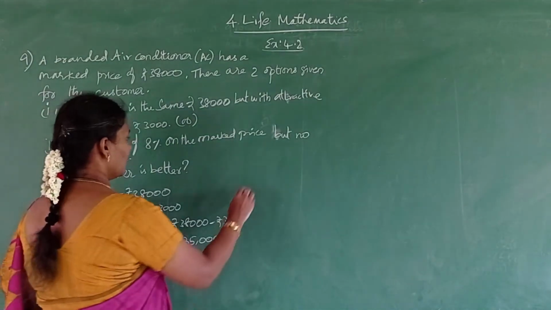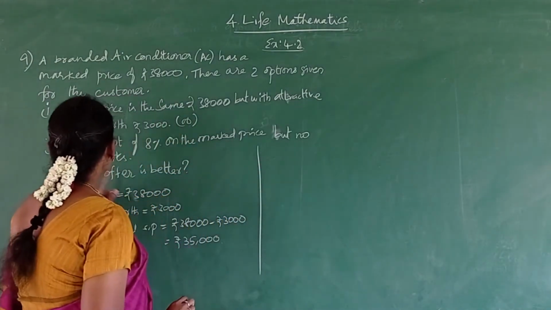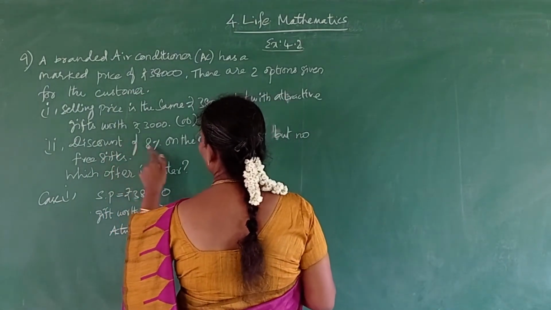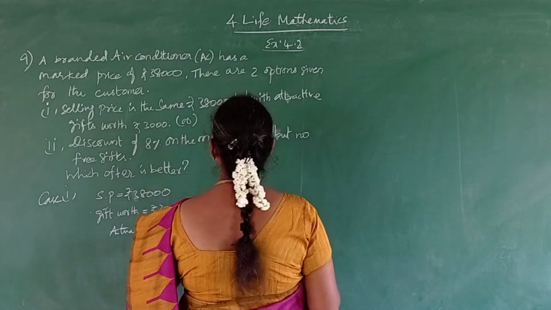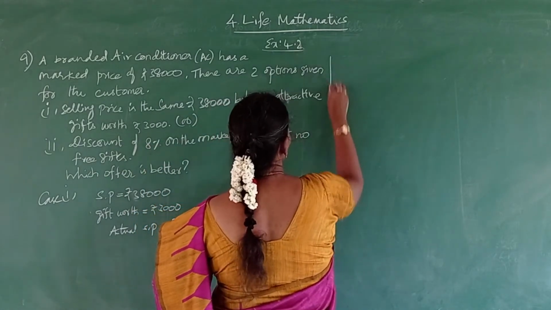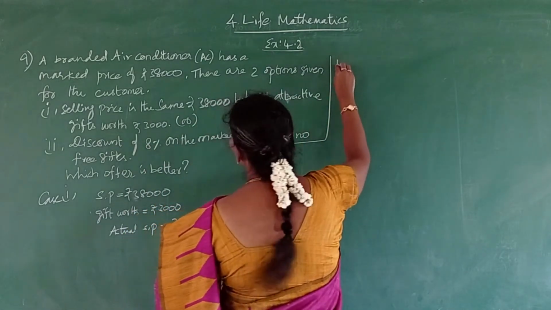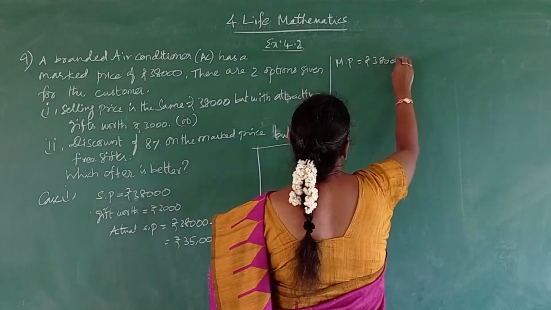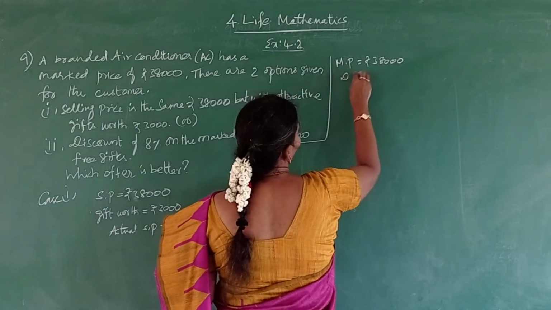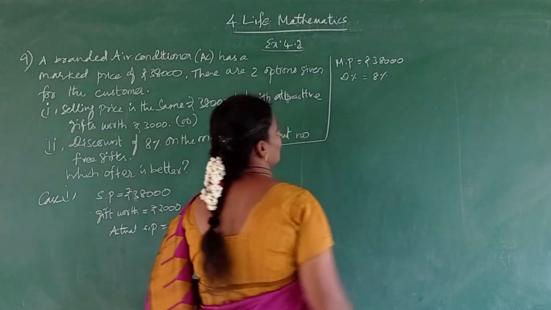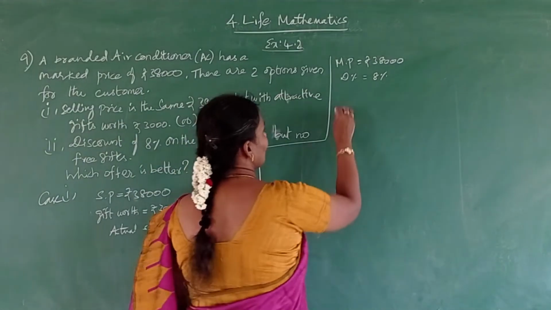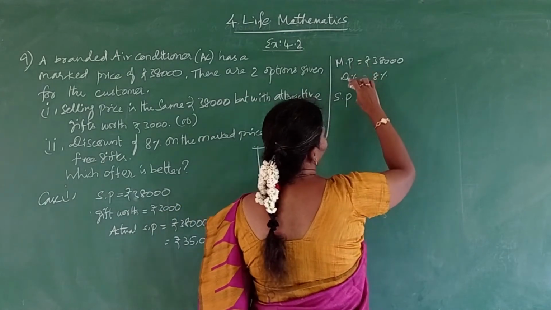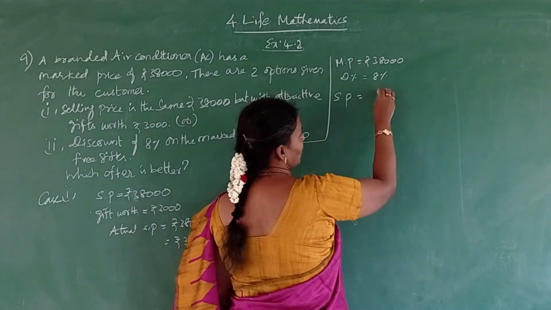Okay, so now find out the second bill amount. Already given here is a discount of 8%. So here, what is MP, the market price? The market price is rupees 38,000. Then the discount percentage is 8%. You have to find out the selling price. So what is the formula? If the market price and discount percentage are given, what is the selling price formula?